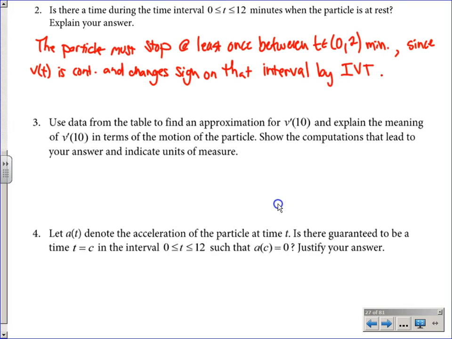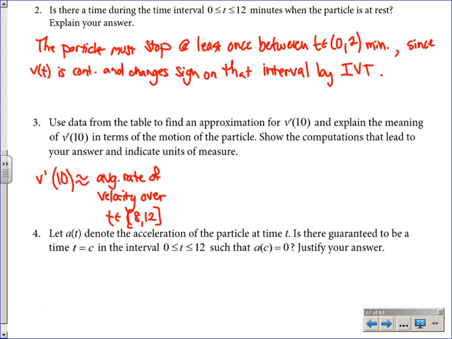They're not going to tell you exactly what to do, but they're going to give you a location. V prime of 10 is going to be best approximated using the average rate of velocity over, we don't have 10. Okay, cool. Then use 8 to 12.